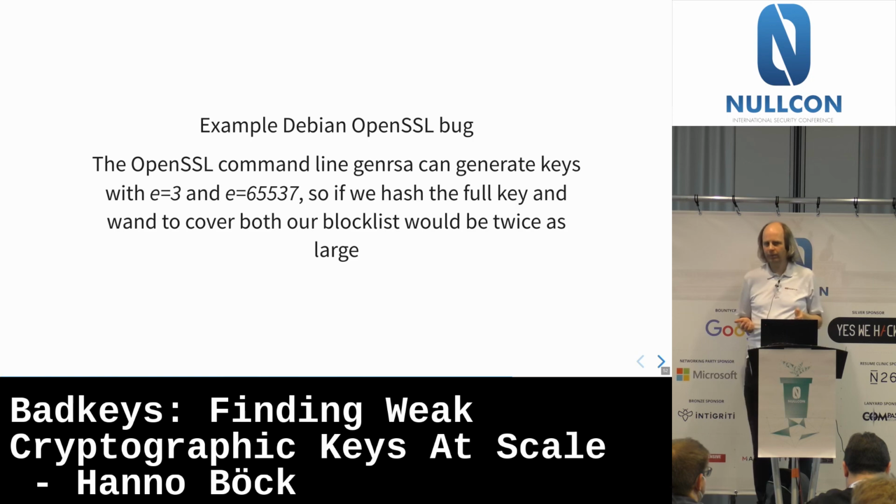OpenSSL has a command line option to set the exponent value to two different values. The default is 65,537. This is recommended because you can calculate it fast and it avoids a few attacks. But older implementations have used 3, which is a bit more problematic. Anyway, we have two different values here that are possible.